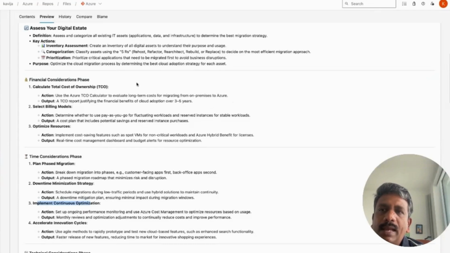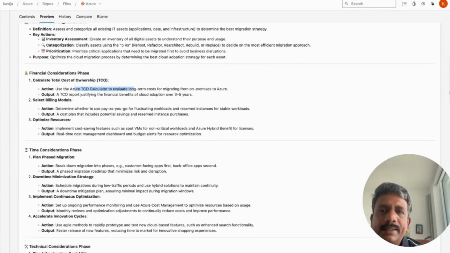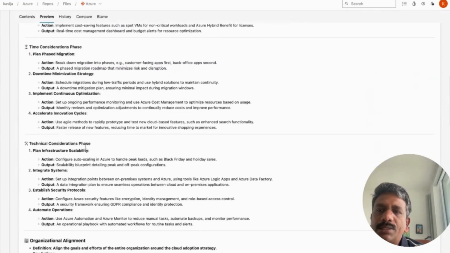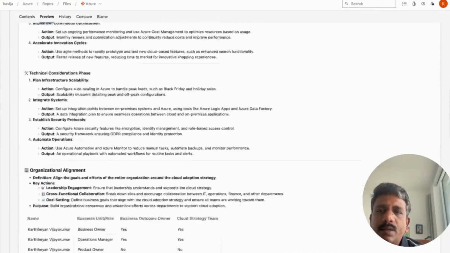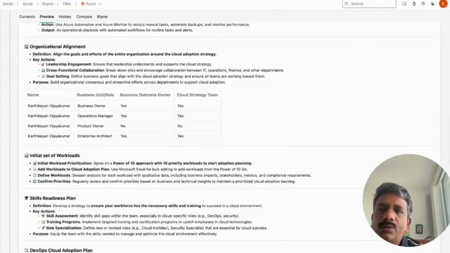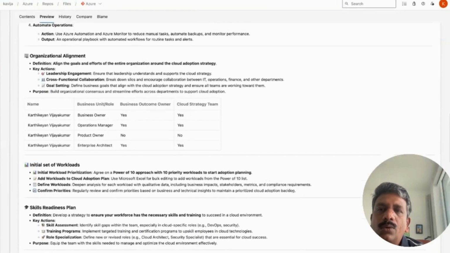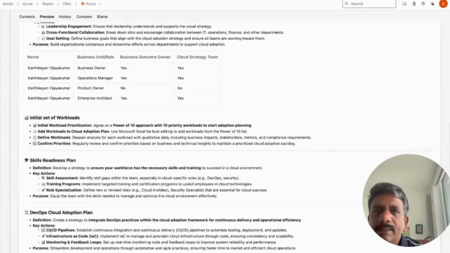So first you will have an application inventory, and then a rough TCO, right? At this moment, you won't be able to get the exact TCO, and the time consideration and technical consideration and all those things, as well as you also know who all have to be onboarded even before considering the migration.